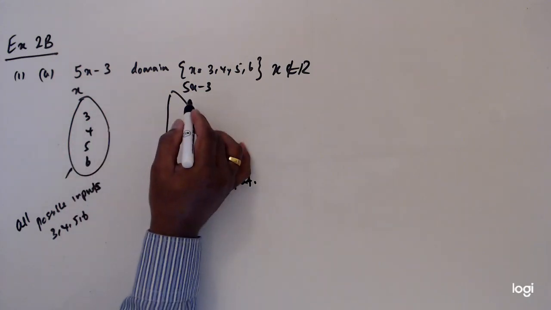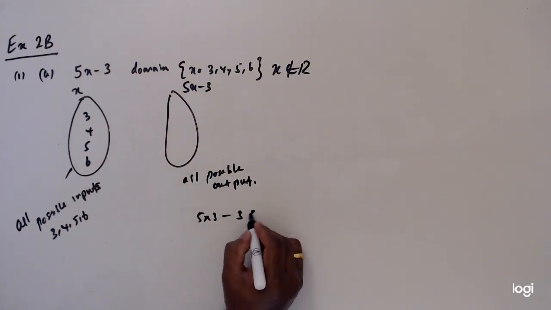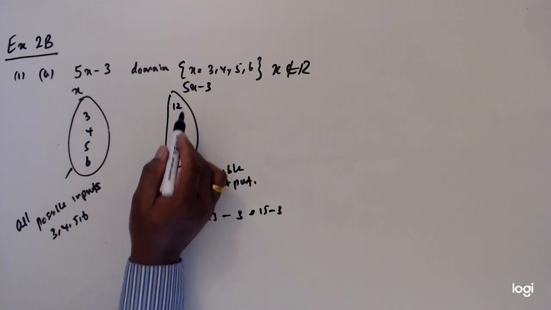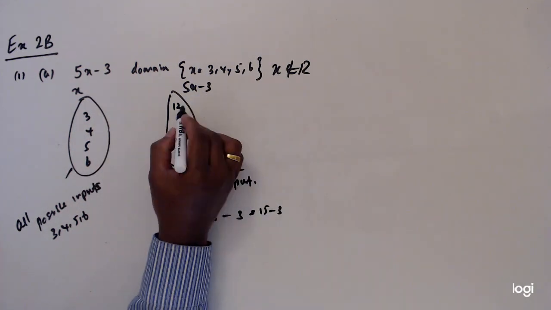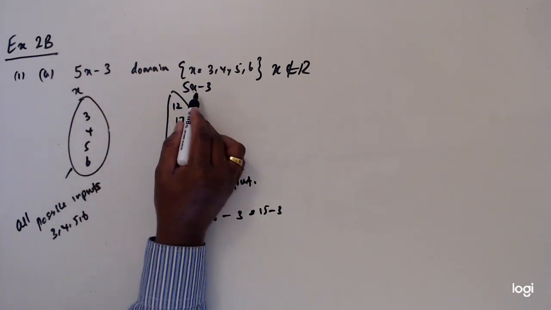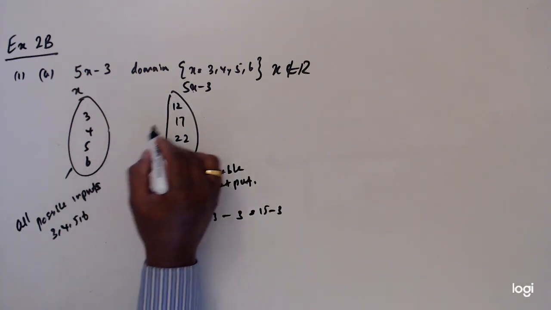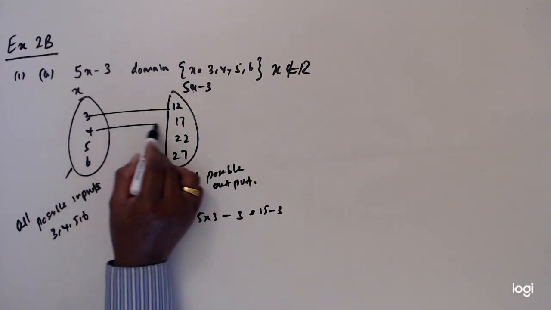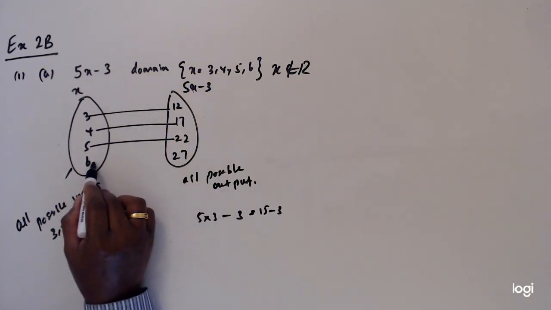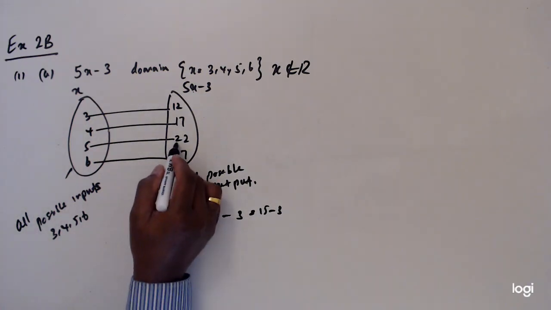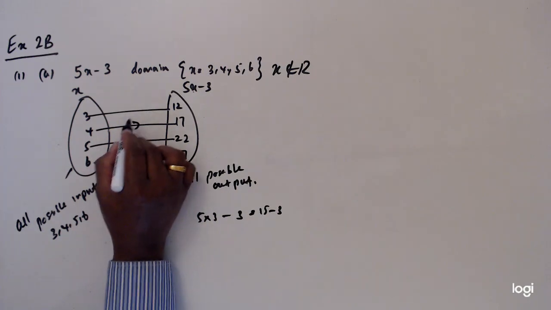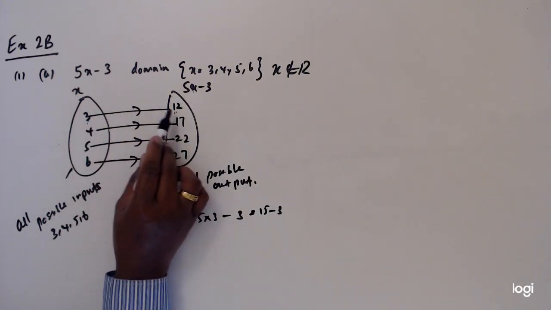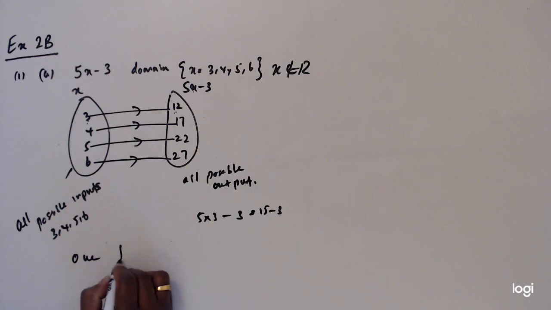So when we put x equal 3, 5 times 3 minus 3, 15 minus 3, that is 12. And 5 times 4, 20, 20 minus 3, 17. 5 times 5 is 25, minus 3, 22. 5 times 6, 30 minus 3, 27. So 3 goes to 12, 4 goes to 17, 5 goes to 22 and 6 goes to 27. So we can see clearly one input, one output. So this is one to one.